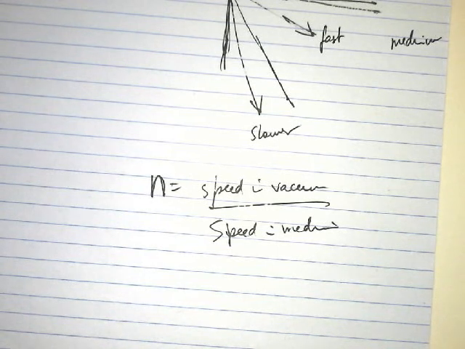So if the n value increases, then you're going slower, so your angle decreases. And your angles are always measured relative to the surface normal.